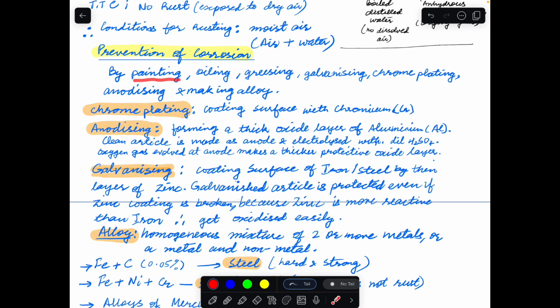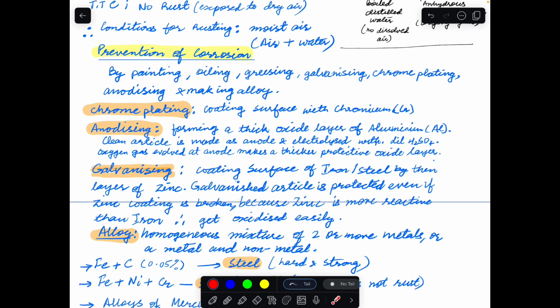We cover the surface with paint so that the article does not come in contact with air. Or oiling, same idea. Painting and oiling act as a barrier between air and the article. Then there are greasing, galvanizing, chrome plating, anodizing, and making alloys. Okay, these three are very simple. All of you know this.